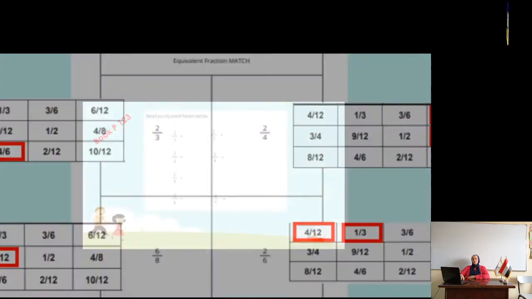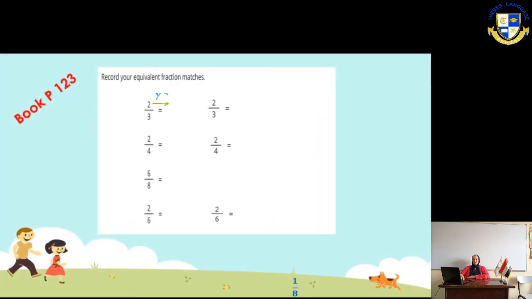Now in the next page, book page 123, record your equivalent fraction matches. 2/3 is equal to 4/6. We made times 2 up, times 2 down. Okay. 2/3 became 8/12. It means we make times 4 up, times 4 down. 2/4 equals 6/12 by making times 3 up, times 3 down. 2/4 became 4/8 because we make times 2 up, times 2 down.